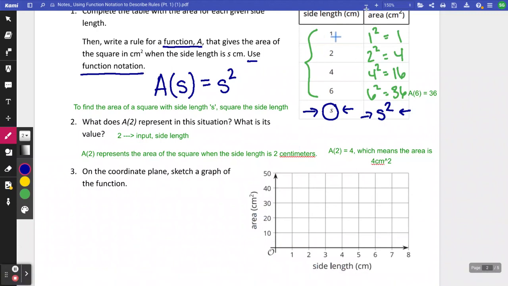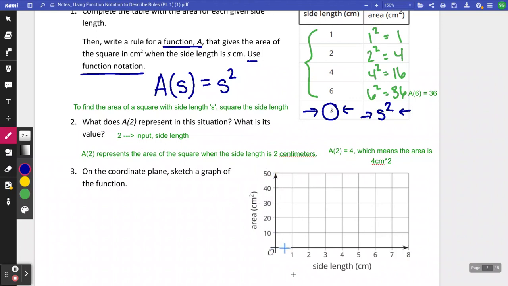The first pair of numbers I've got in my table, I could go ahead and plot that as a point on our graph. That first pair of numbers means if the side length of our square is 1 centimeter, the area is 1 square centimeter. I could show that on our graph by saying if the side length is 1, the area is 1. Now, when I'm looking at my graph, I see that y-axis is counting up by 10.